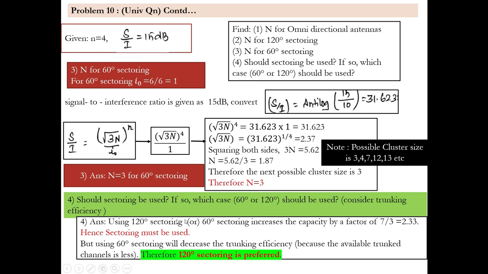Now, which one should we use? For both cases, the capacity is going to remain the same. Then, which one should I choose? So that I have to analyze considering my trunking efficiency. So as we increase the number of sectors, the trunking efficiency will decrease because the available trunked channels will be less for 60 degree sectoring. Therefore, 120 degree sectoring is preferred.